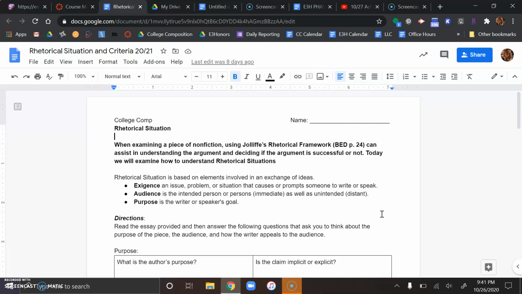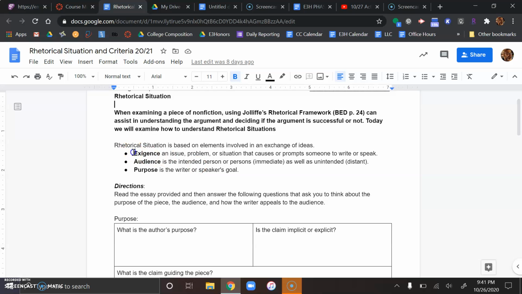Now, using Jolliffe's rhetorical framework, which can be found in the Bedford on page 24, you're going to examine the essay for its rhetorical framework. A rhetorical situation is broken down into three areas. You could talk about its exigence, or an issue, the problem, the situation that is prompting someone to write in the first place; the audience, the intended person or persons that is taken into consideration; and then the purpose, which is the goal.